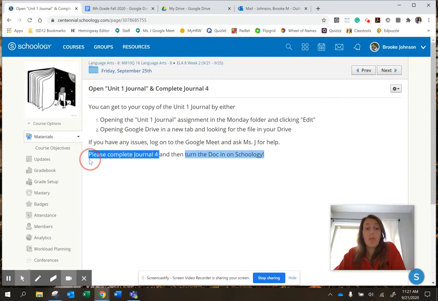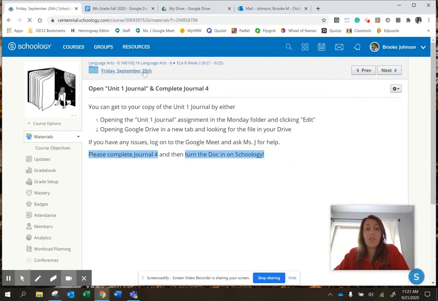Please complete journal number 4, which is the last one. Remember, you need 2 full pages of writing total. So within those 4 journals, if you wrote a decent sized paragraph for each journal, you should be on the 3rd page. If you haven't reached that limit yet, you just got to go back and add to your other ones until you get to that 3rd page. So 2 full pages of writing. And then when you're done, turn that doc in on Schoology.